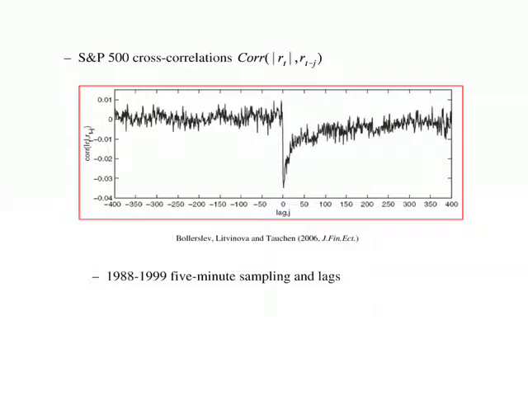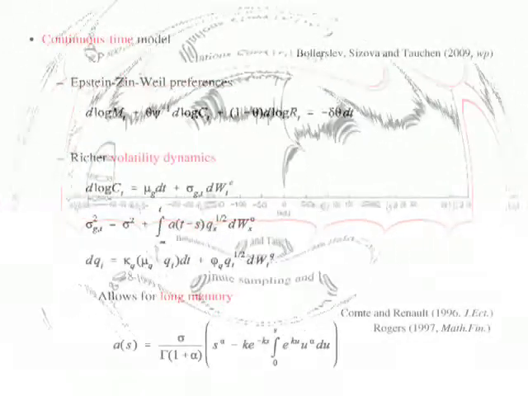But this says again that past lagged returns, if they're negative, are associated with subsequent bigger volatilities, here as measured by absolute returns. Okay. So anyway, we'd like to explain that.